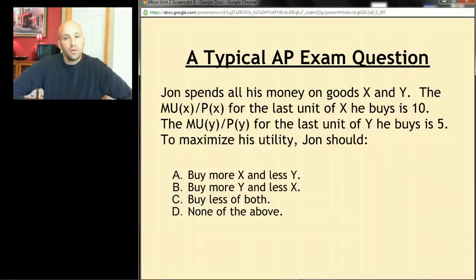But let me show you a typical exam question that I see on the AP exam pretty much every year. Let's say that John spends all of his money on 2 goods, X and Y. The marginal utility per dollar for the last unit of X he buys is 10. And the marginal utility per dollar of the last unit of Y he buys is 5. Now to maximize his utility, what should John do? He's obviously not doing the right thing, because again, for the last units that he buys, those two numbers should be equal. Which should he buy more of? Which should he buy less of? What should he do?